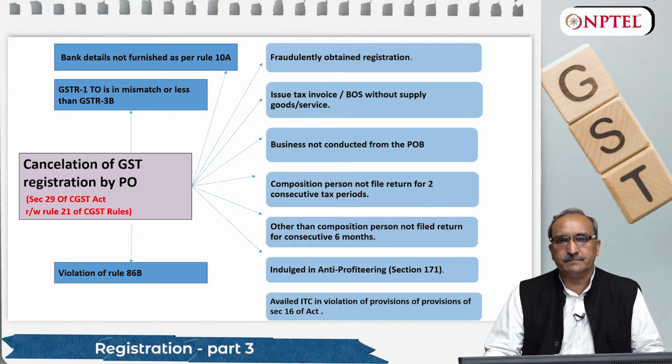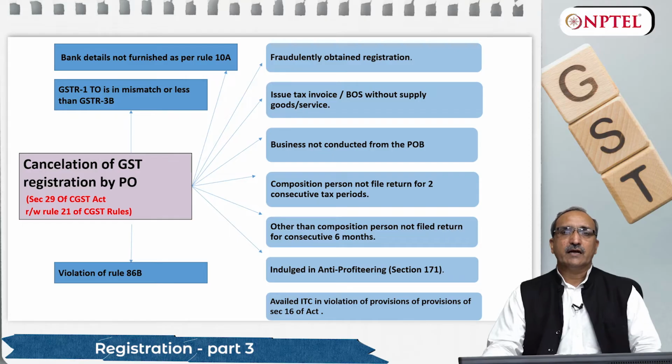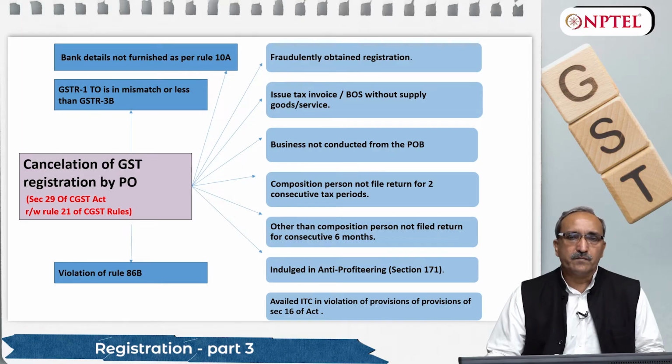On the other side, if the department thinks that you are not doing business as per the provisions of the law and your registration number should be cancelled, they also have some reasons for that. And what are these? It says your bank details have not been furnished. As I told you in previous slides, when you are going for a registration number and at that point of time you do not have a bank account, GST law permits you to submit bank details later on within 30 days or within 45 days. Currently it is within 30 days.